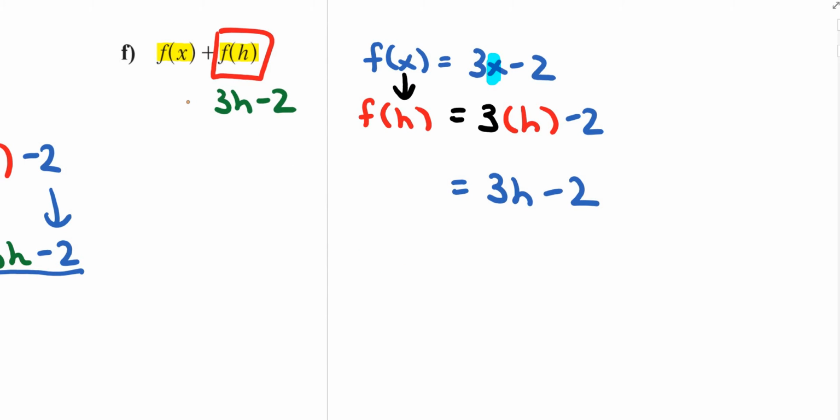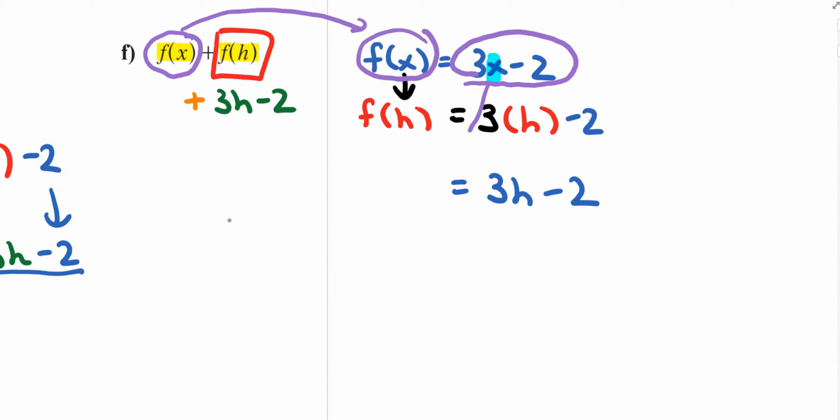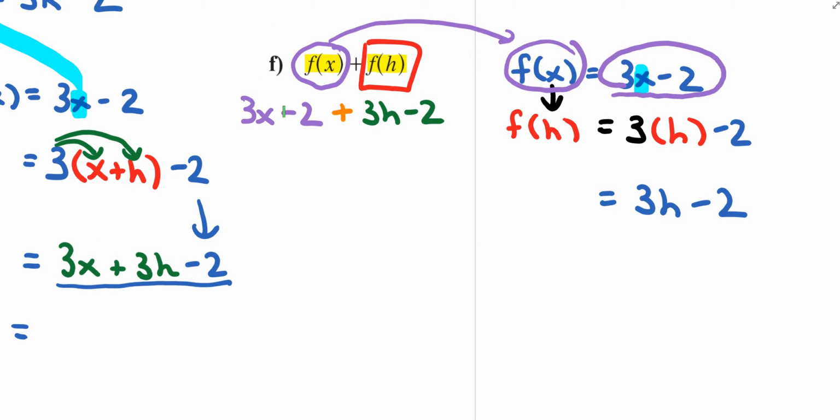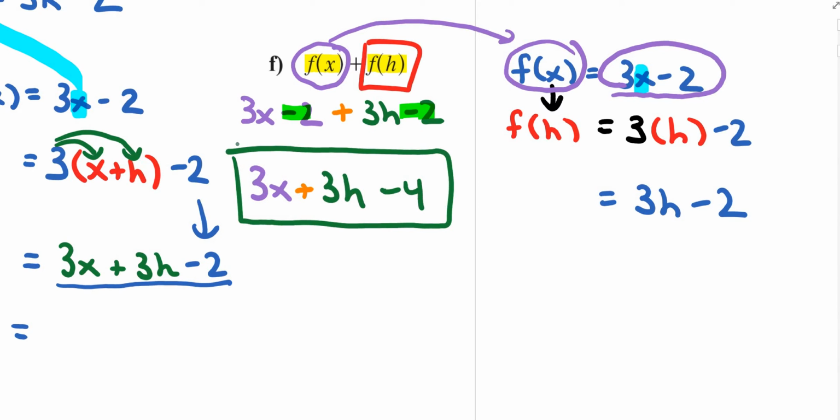And then there's a plus sign in front. And then ask yourself, what is f of x? Well, f of x equals 3x minus 2. So I can take my 3x minus 2 and bring it to the front here. And then all you have to do now is evaluate this expression. This minus 2 and that minus 2 combine into negative 4, and then the 3x and the 3h remain, right? So that's your final answer right there, 3x plus 3h minus 4.